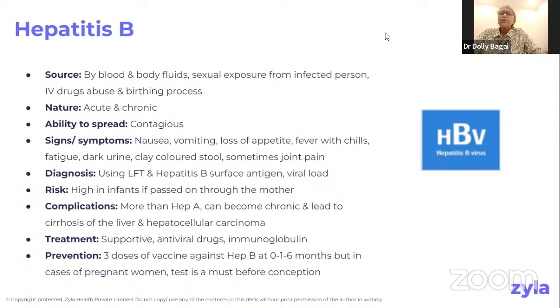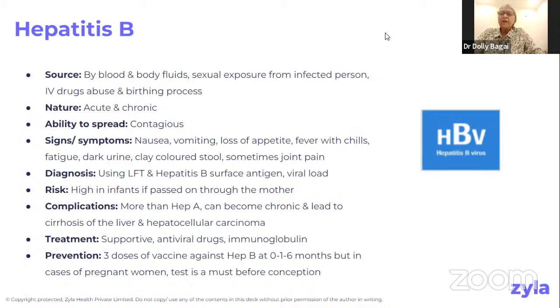What is the prevention? This is the most important point: the hepatitis B vaccine. It is now given in the National Immunization Program. The first dose is given at birth, then at 1, 2, and 6 months. So we are giving 4 doses to infants.